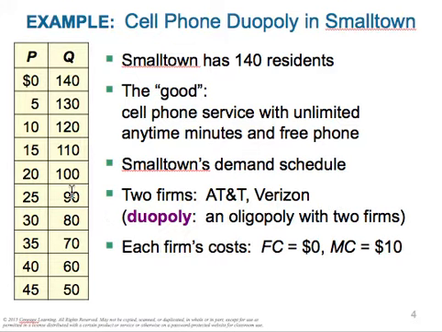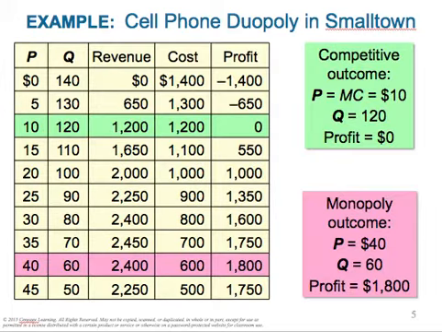This is the demand schedule for a fictitious town of 140 residents called Smalltown with two firms, AT&T and Verizon, and their fixed costs are zero and the marginal costs are 10. So a lot of assumptions here. Now, before considering possible duopoly outcomes, we must first review competitive and monopoly outcomes.